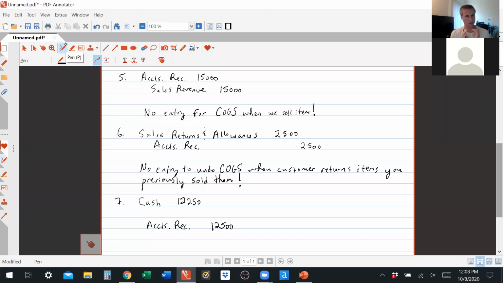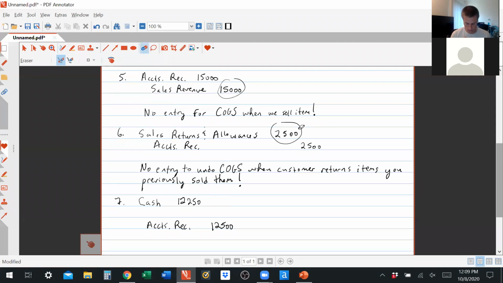we have to reduce sales revenue a little bit more, right? Because up to this point, before journal entry 7, what's sales revenue or net sales revenue? It's the 15,000 minus the 2,500 sales returns and allowances. It's 12,500. But now we gave them a little bit of a discount, so we got to reduce sales revenue a little more. So really, sales revenue should be 12,250, right? The cash that we got.